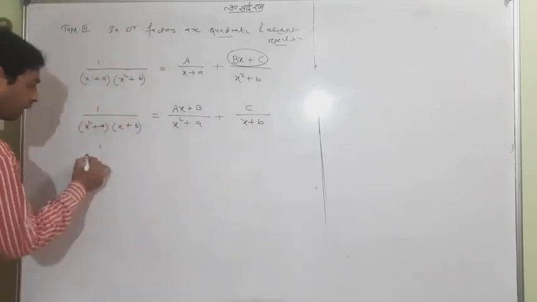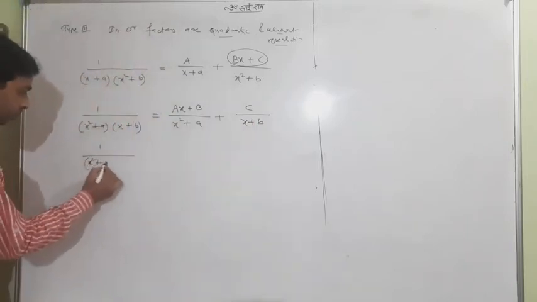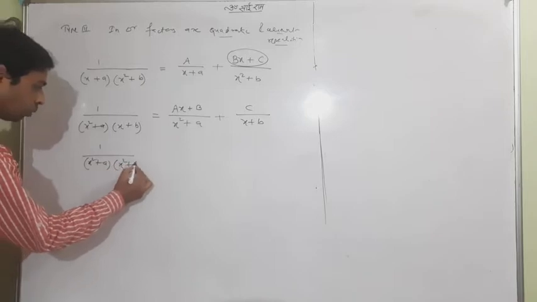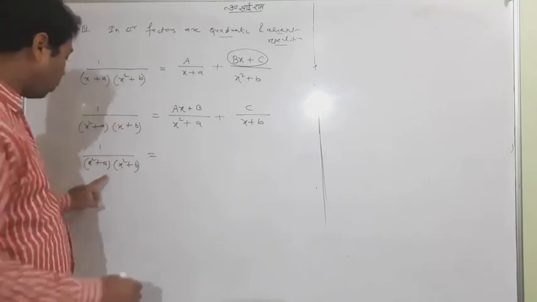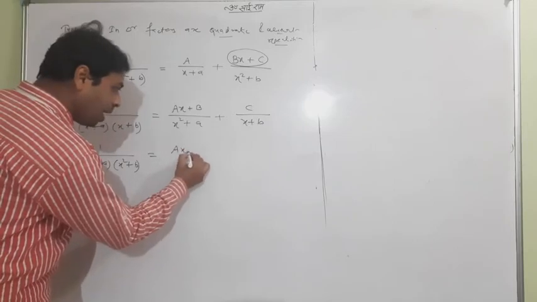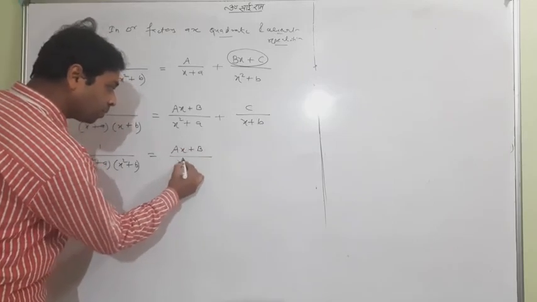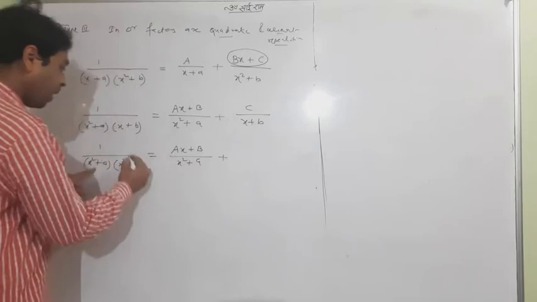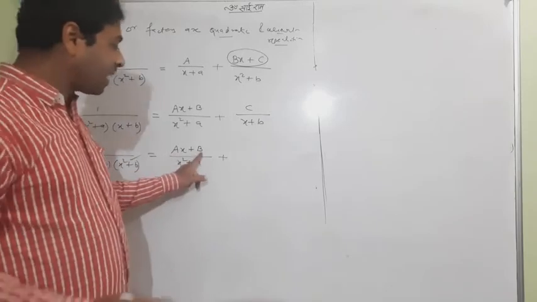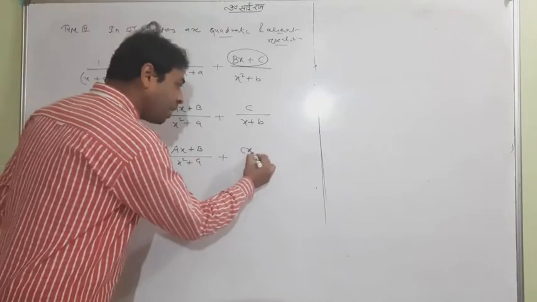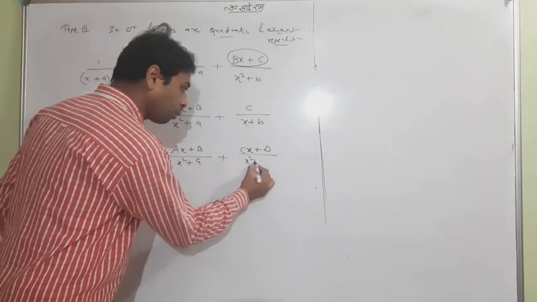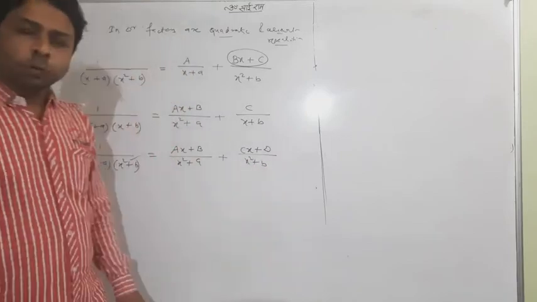Still confused? Okay, let me take one more. What do you think? This is quadratic. This is also quadratic. Okay, what I'll write for that? Ax plus b, because again it is a quadratic. So I'll extend the letters: after b, c and d. So I'll write cx plus d over x square plus b. So hope it will help you.